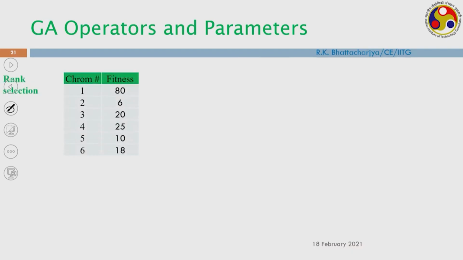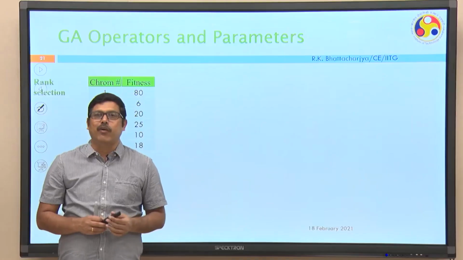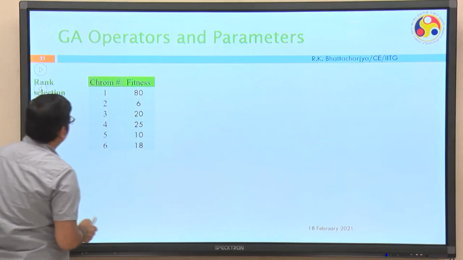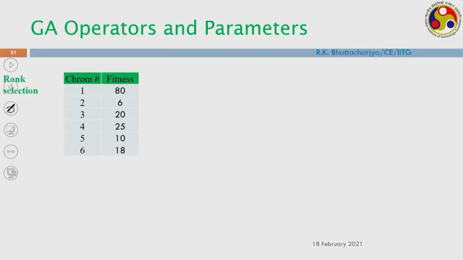So, I can apply rank selection. By applying rank selection, I can avoid that one. So, what is this rank selection? In this case, I have taken the same example problem. The fitness values are 80, the best solution, the worst solution is 6, and the other solutions are 20, 25, 10 and 18.